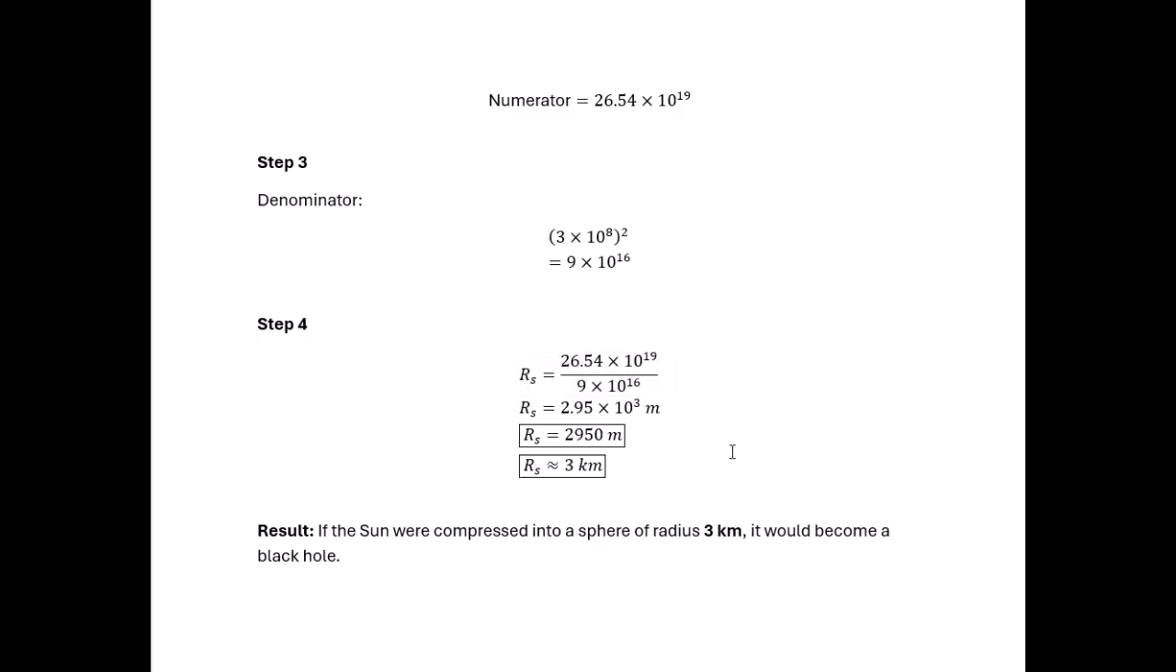Now step 4, put in the values. The radius would come to 26.54 times 10 raised to power 19 divided by 9 times 10 raised to power 16. Only 10 raised to power 3 remains, and it will be 2.95 times 10 raised to power 3 meters. So the sun would be compressed into a radius of 2950 meters, which is approximately 3 kilometers. If the sun was compressed into a sphere of radius 3 kilometers, it would become a black hole.